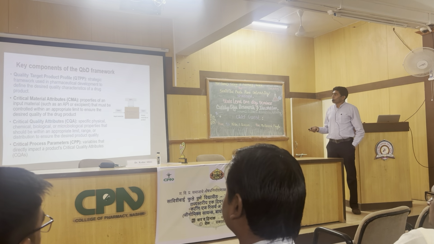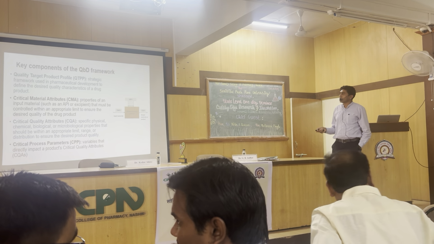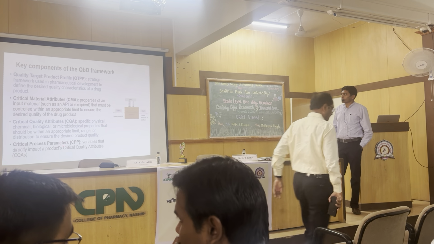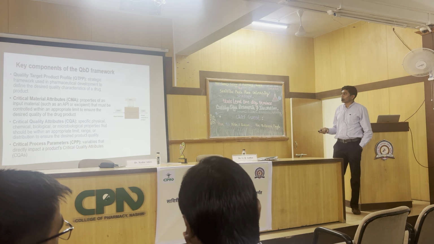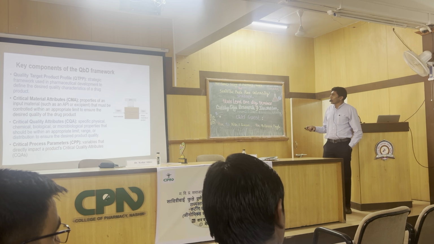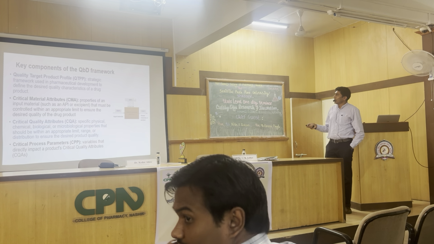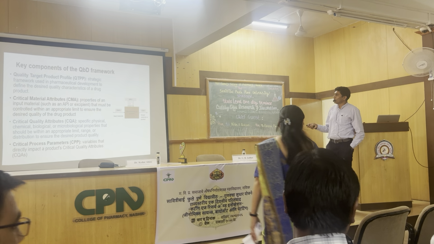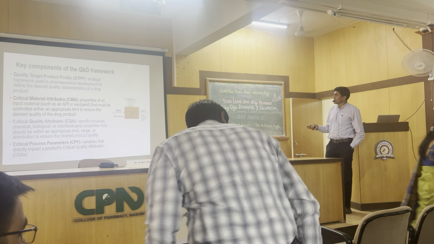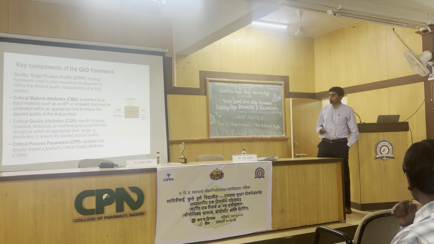Critical quality attributes. These are specific physical, chemical or biological characteristics or properties that should be within the appropriate limit, range or distribution to ensure the desired product quality. And critical process parameters, these are the variables that can directly impact the product's critical quality attributes. So we have the input materials which are considered as the critical material attributes. Then we have the process parameters, and the output is critical quality attributes.